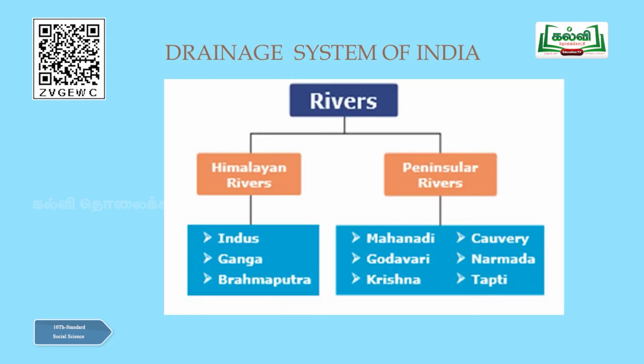Here is the classification of rivers of India. The rivers of India are broadly classified into 2 types. One is Himalayan rivers, another one is Peninsula rivers. The Himalayan rivers include Indus, Ganga and Brahmaputra, whereas the Peninsula rivers include Mahanadi, Godavari, Krishna, Kaveri, Narmada and Tapti.